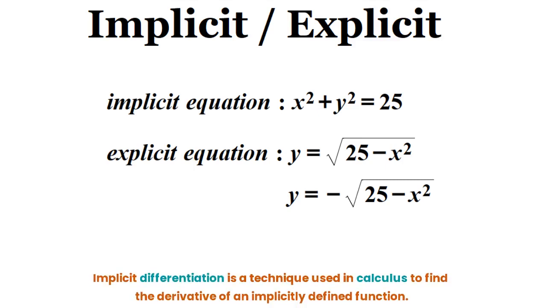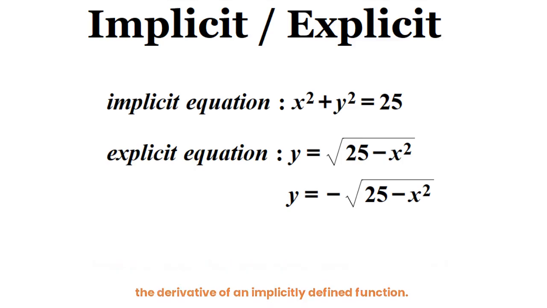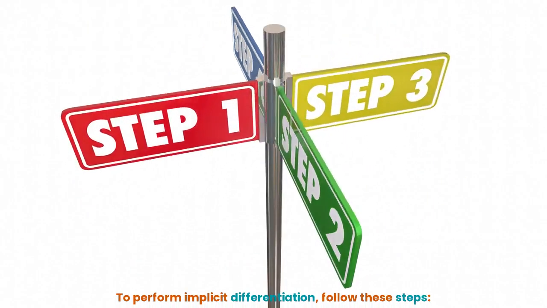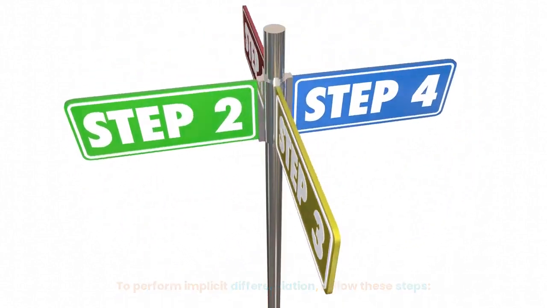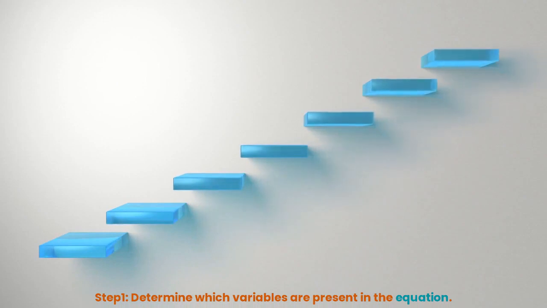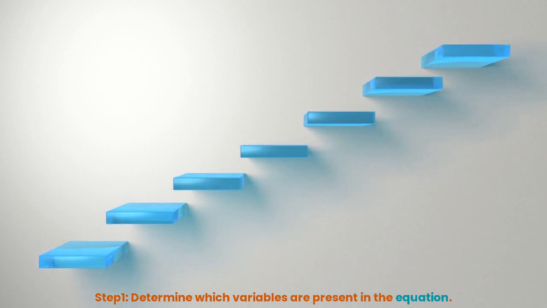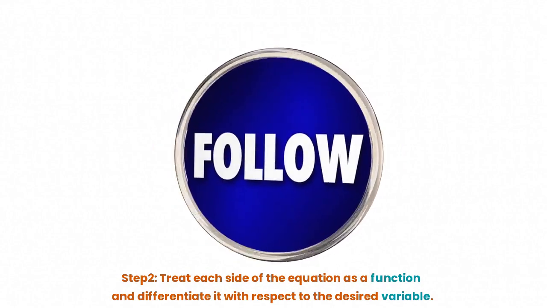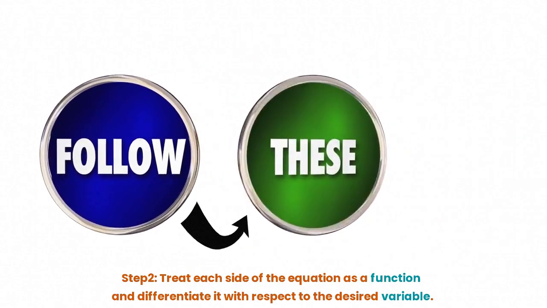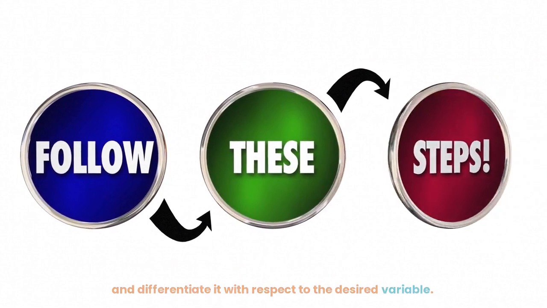Implicit differentiation is a technique used in calculus to find the derivative of an implicitly defined function. To perform implicit differentiation, follow these steps. Step 1. Determine which variables are present in the equation. Step 2. Treat each side of the equation as a function and differentiate it with respect to the desired variable.